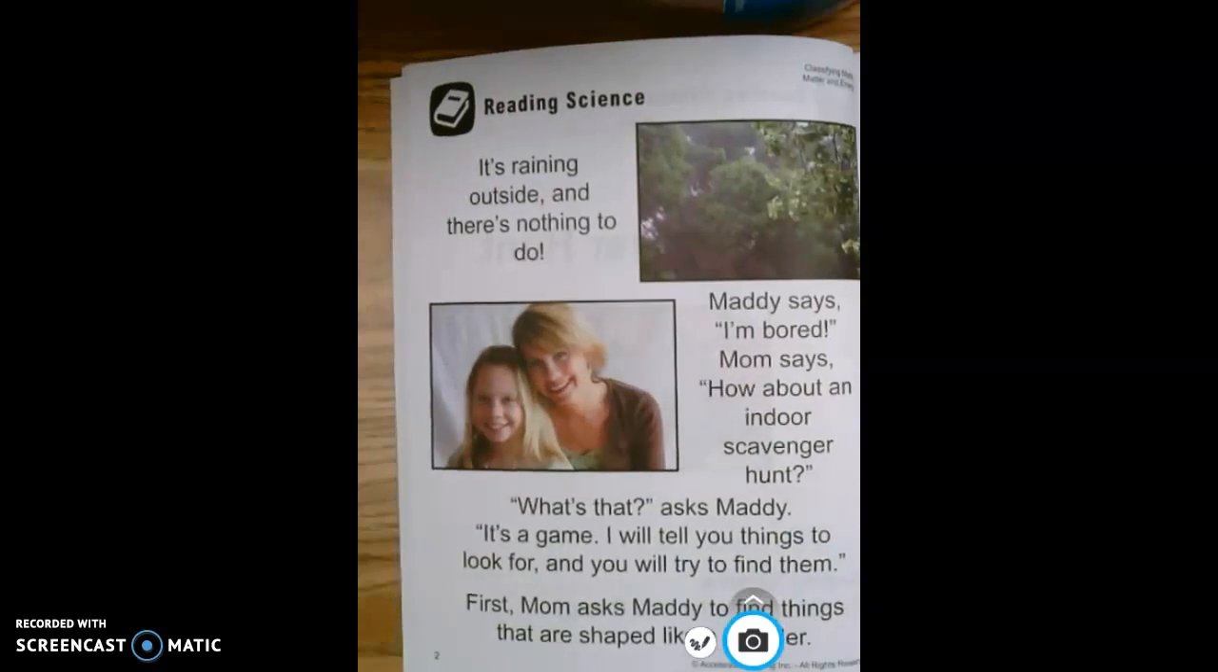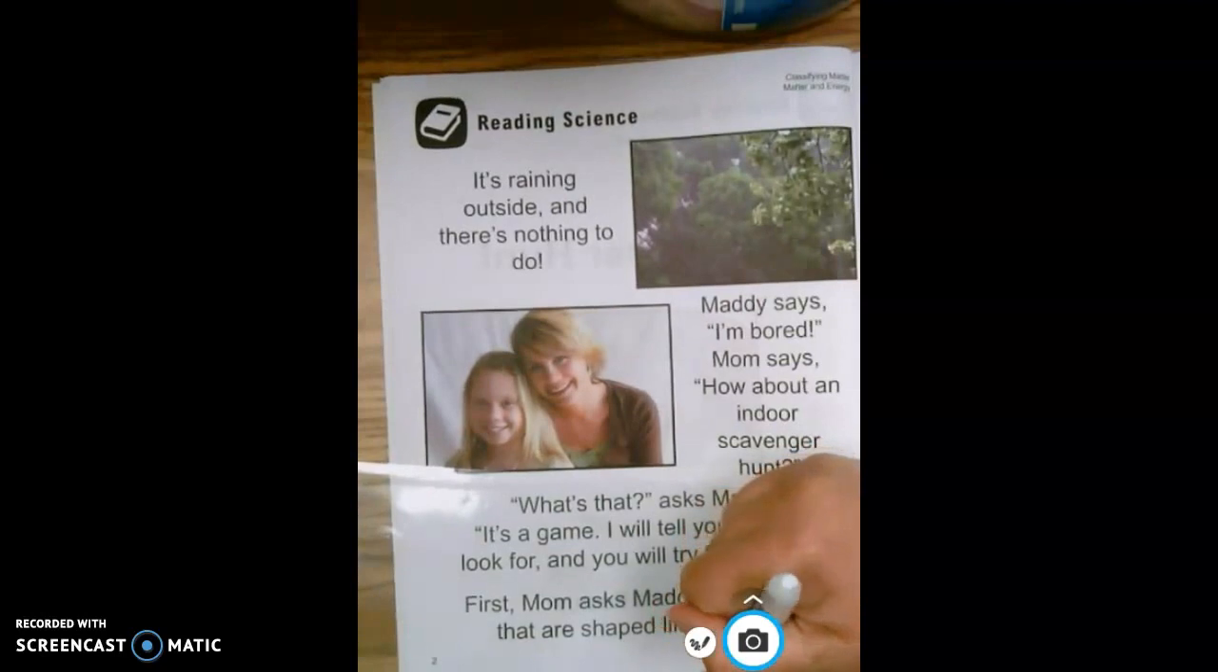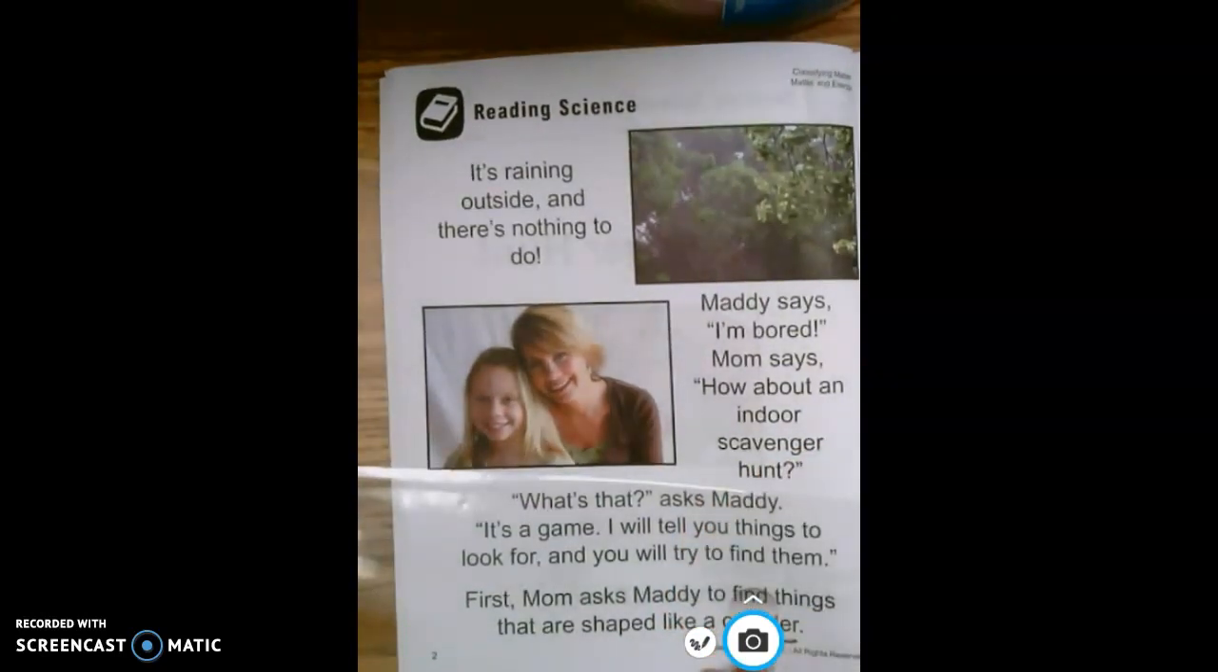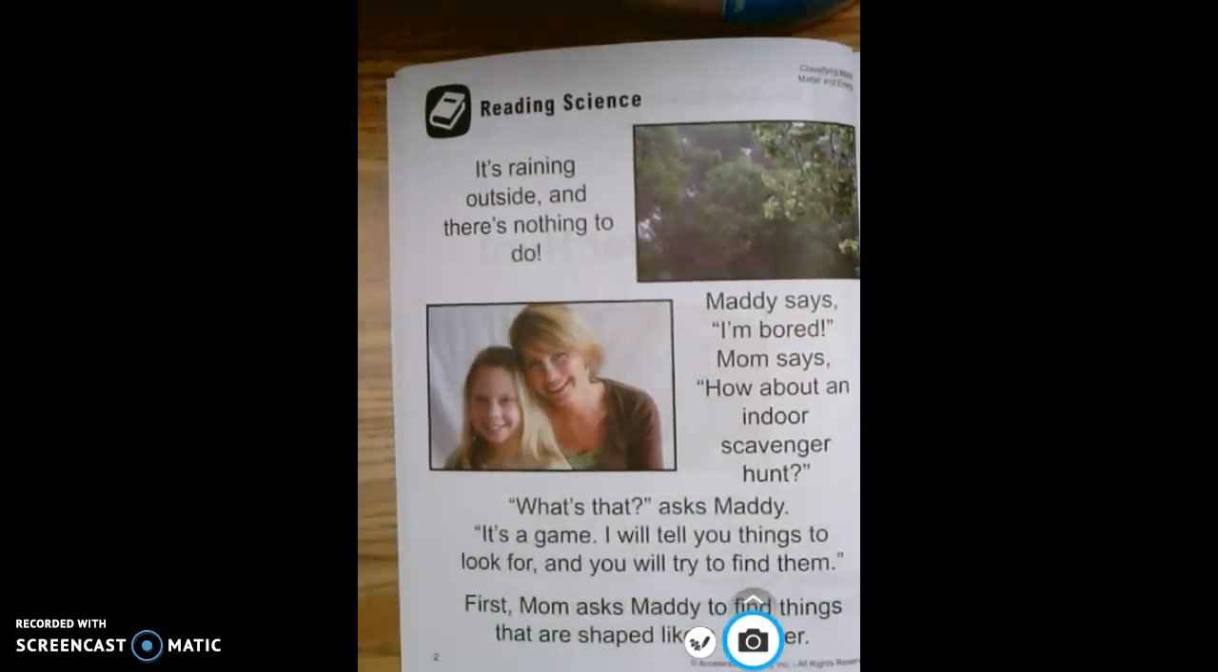Ooh, I'm going to underline that word cylinder. That is a shape. It's a 3D shape. Okay, let's look at the next page, page 3.